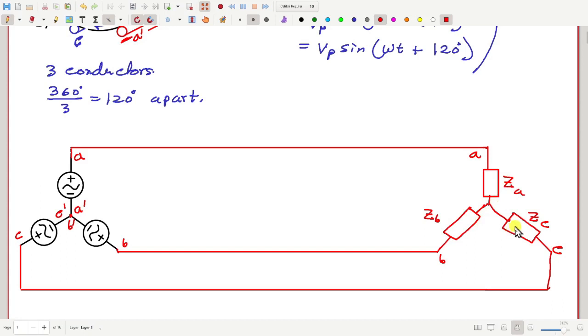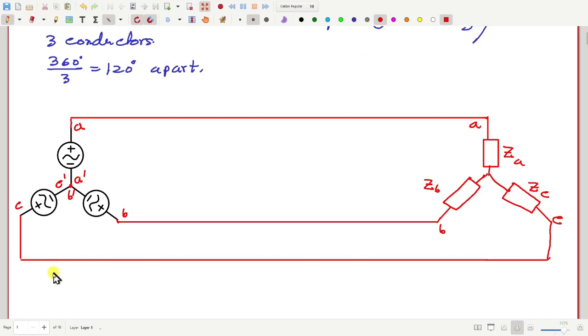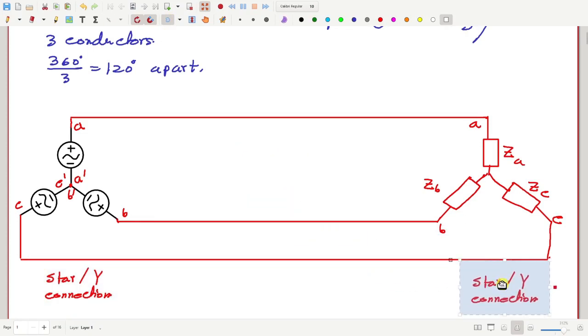This is one possible way. This is called a star connection, or we can also call it a Y connection, because the three sources are connected like an inverted Y. Similarly, this load side is also star connected. Normally this common point is grounded.